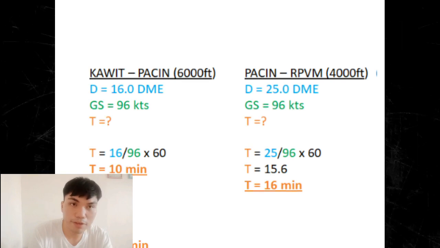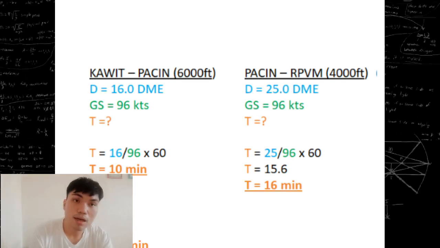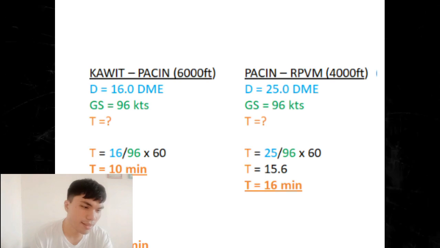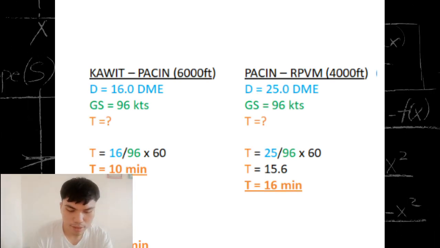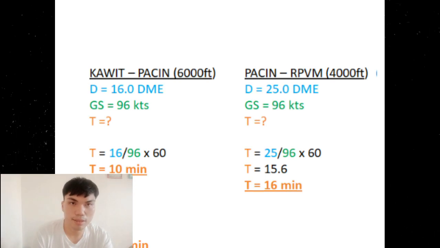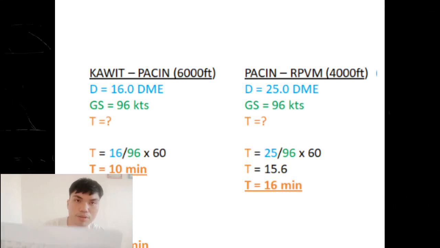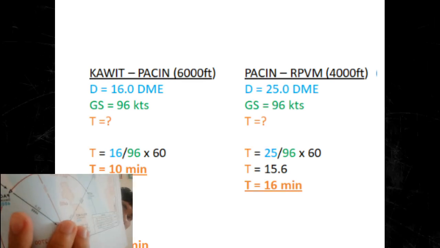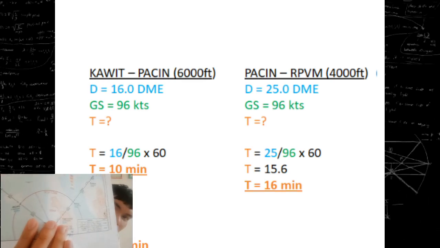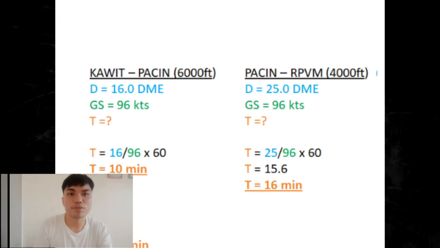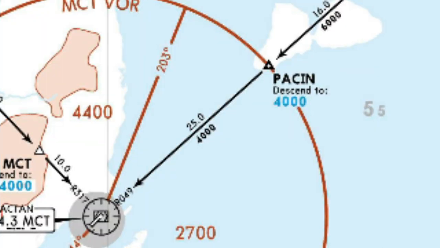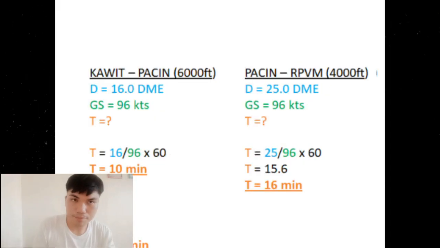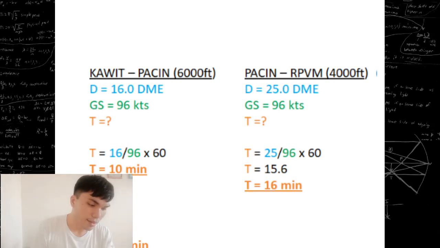Now lastly, Pasin to RPVM. That's 4,000 feet. We are descending to 4,000 feet, since it shows in the chart that I'm gonna show you here. It shows in the chart that we are descending here, this one. If you can see it clearly. Editor, show it. Okay, 4,000 feet, passing to RPVM.